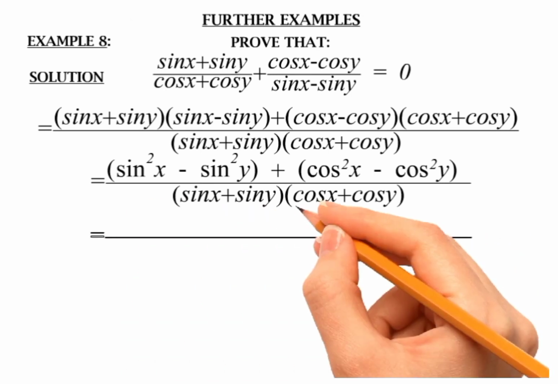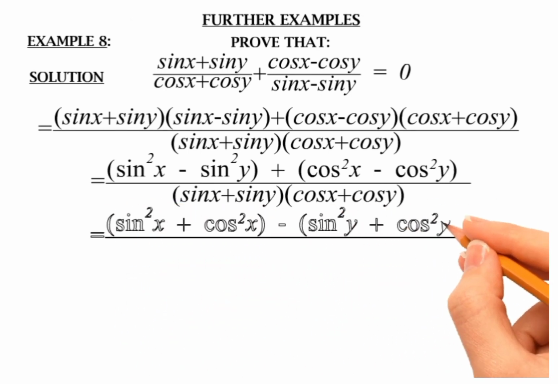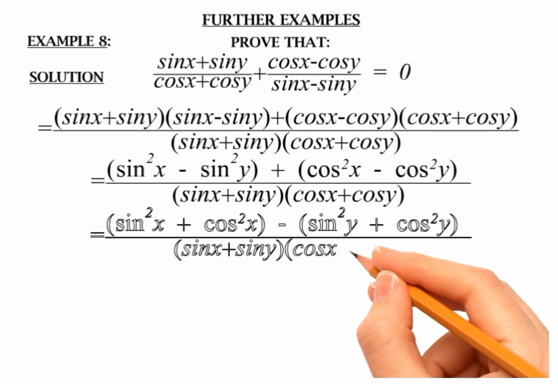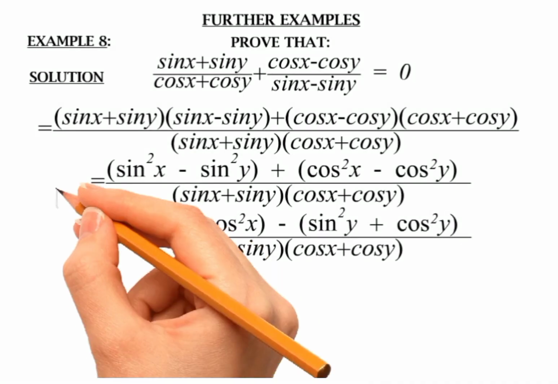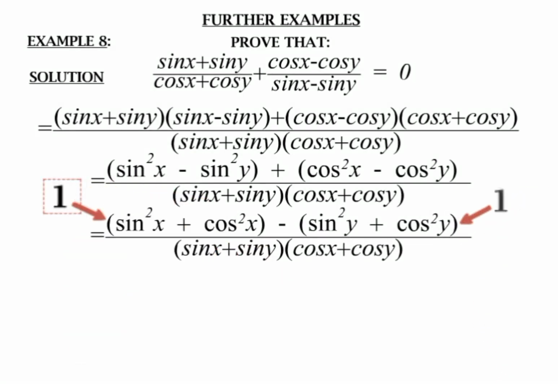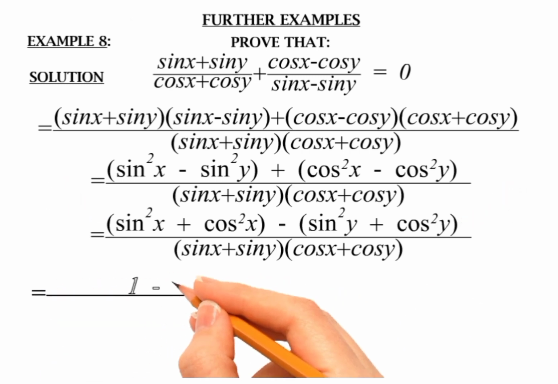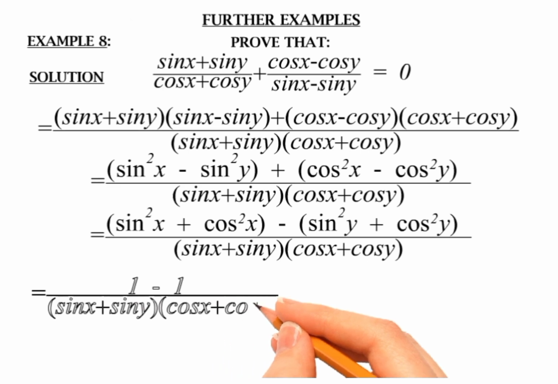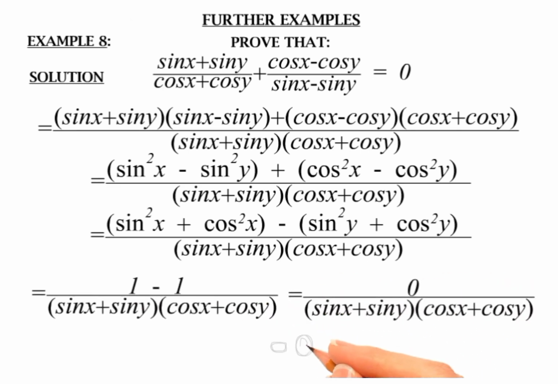The resulting expression can be grouped into pairs. Sin square x plus cos square x minus sin square y plus cos square y over sin x plus sin y multiplied by cos x plus cos y. We see that each of the pair forms the first identity. So, we obtain a result of 1 minus 1 in the numerator, which is equal to 0. Since the numerator is equal to 0, the whole expression becomes 0. And the proof is complete.